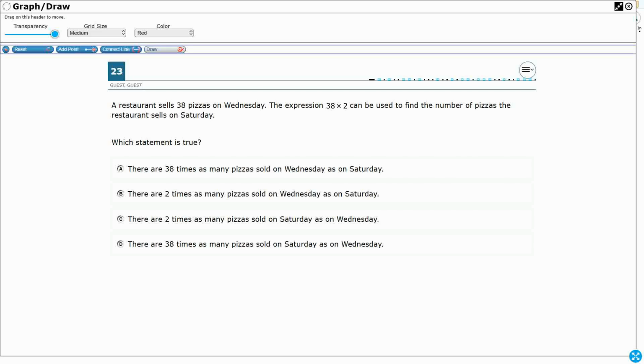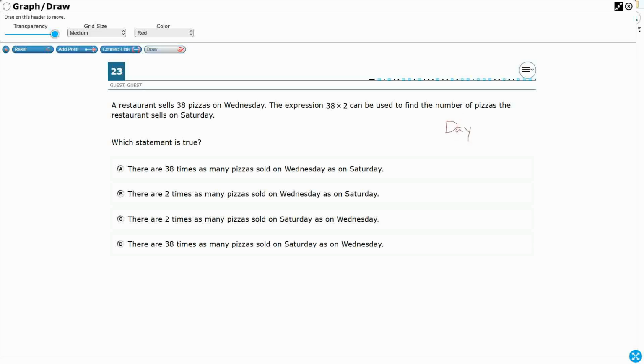All right, so we've got a restaurant that sells pizzas, and we need to find a true statement about the comparison here. So what do we have? Well, we've got the days. There are 2 days they talk about, Wednesday and then Saturday. And then they give us the number of pizzas. What do we have on Wednesday? 38. And then we have an expression, 38 times 2, to describe Saturday.